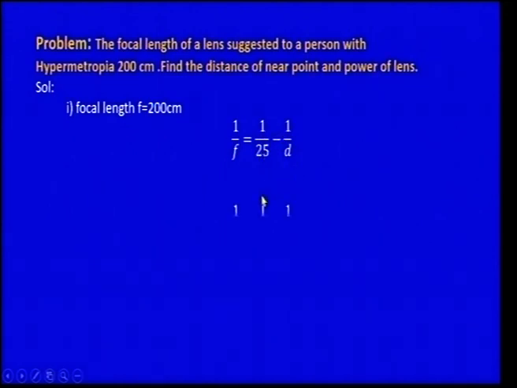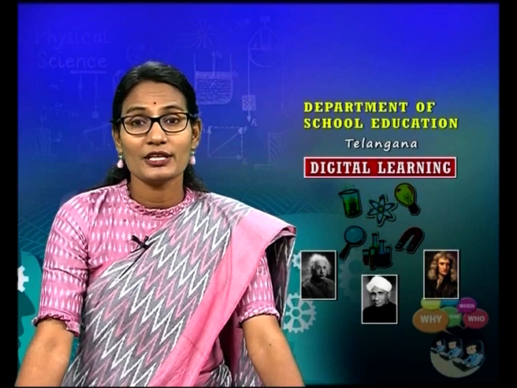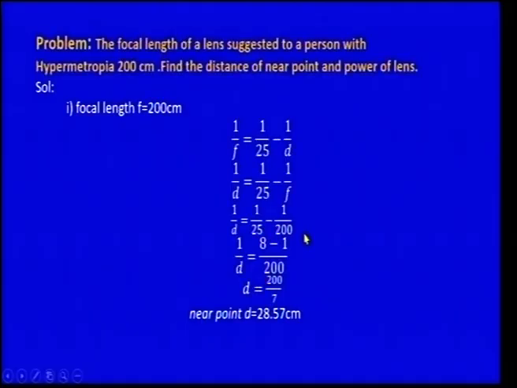So 1 by D equal to 1 by 25 minus 1 by F, interchanging the parameters. Now 1 by D equal to 1 by 25 minus 1 by 200, as the focal length is given as 200. Taking LCM as 200, you get 8 minus 1 by 200. Now D is equal to 200 by 7. The near point D is equal to 28.57 centimeters. So we used here the focal length of the convex lens for the hypermetropia defect.